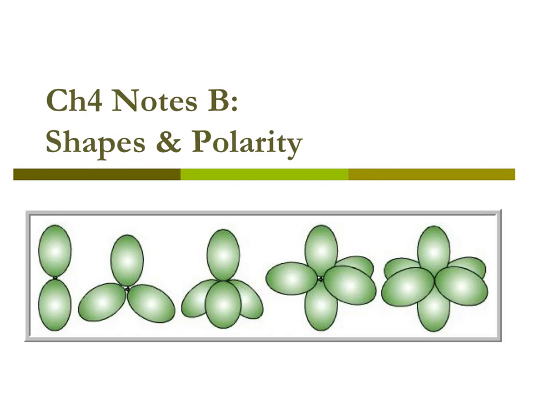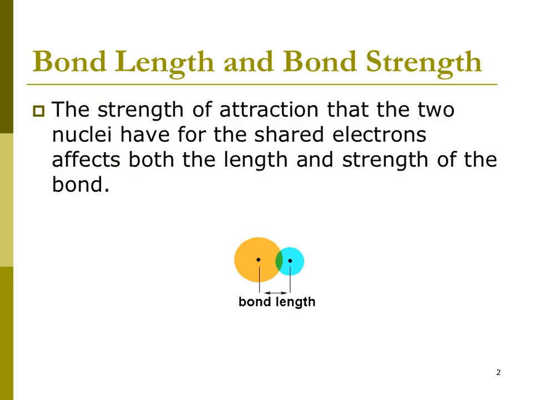In Chapter 4, Notes B, we're going to go over shapes using the VSEPR theory and polarity. The presence of different types of bonds and lone pairs is actually what drives the shape of the different molecules and their polarity. The first thing you should know about bonds is not all bonds are created equal.